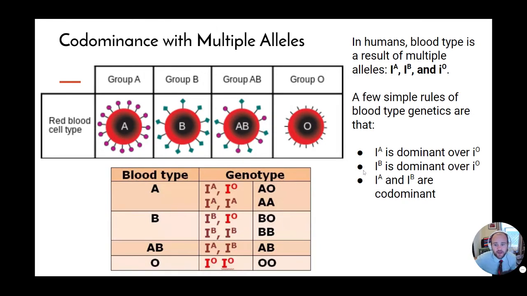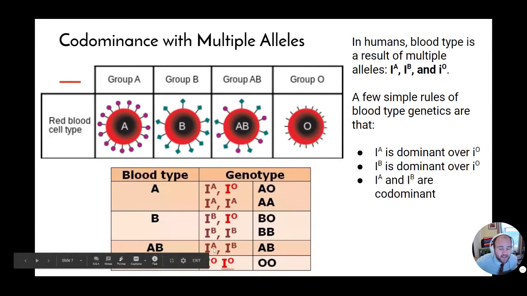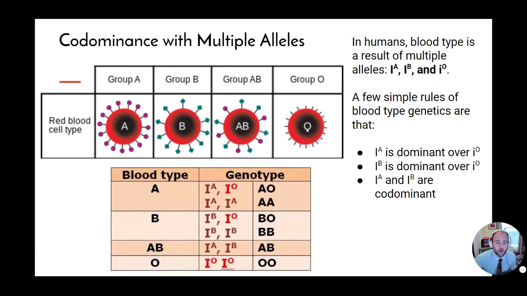If you have a genotype that's AB, you end up with AB blood. If you have AO or AA, you'll have A blood. BO or BB, B blood. And the only way to get that O phenotype is to have two recessive O alleles.